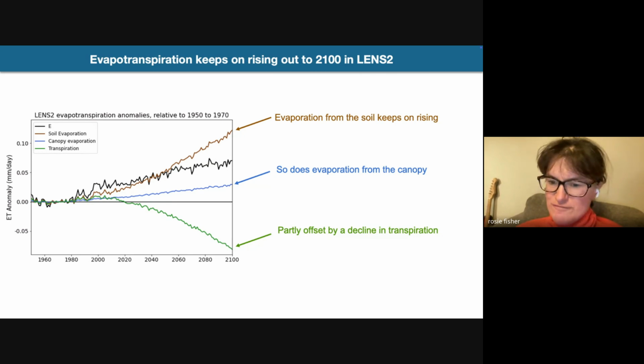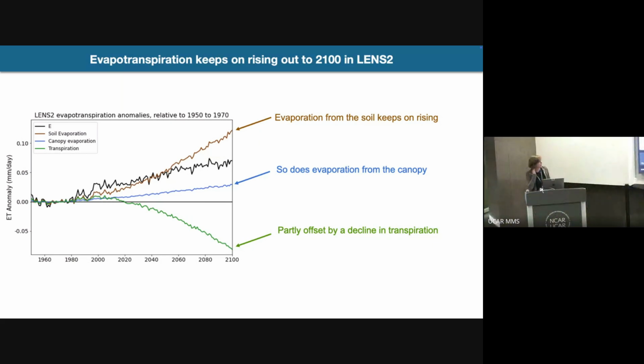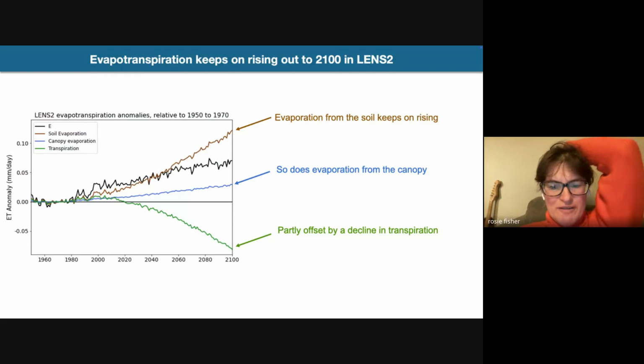Does that follow? Yeah, I think so. I just put this up because it's showing how the different parts of ET respond. And I guess not knowing anything about this, I didn't realize how big the transpiration part is of the future trends. And you could imagine it's big, but it could be bigger, right?